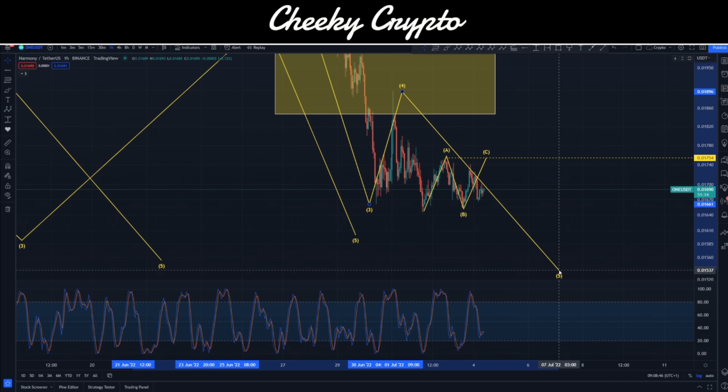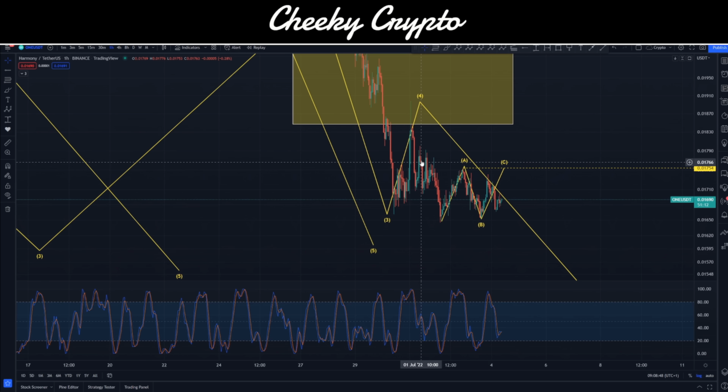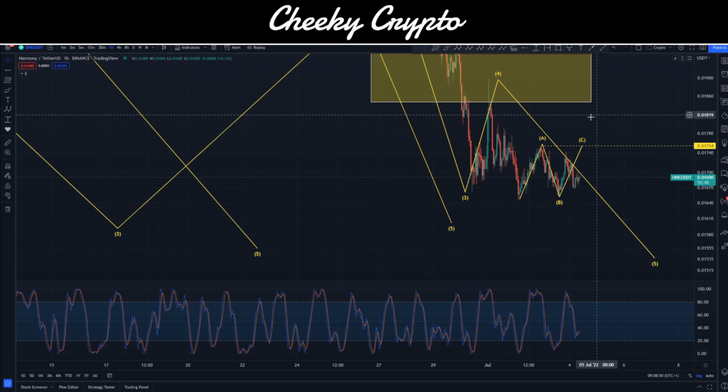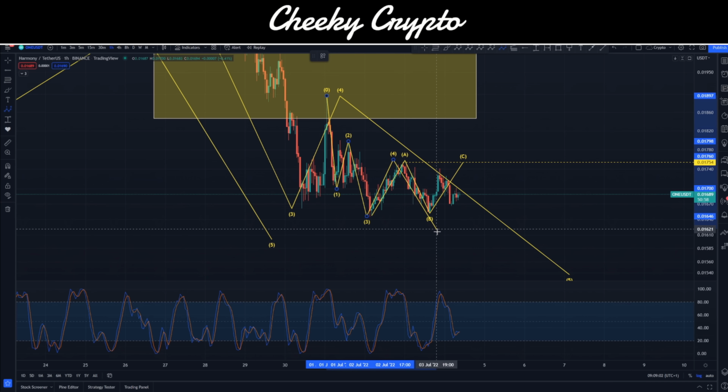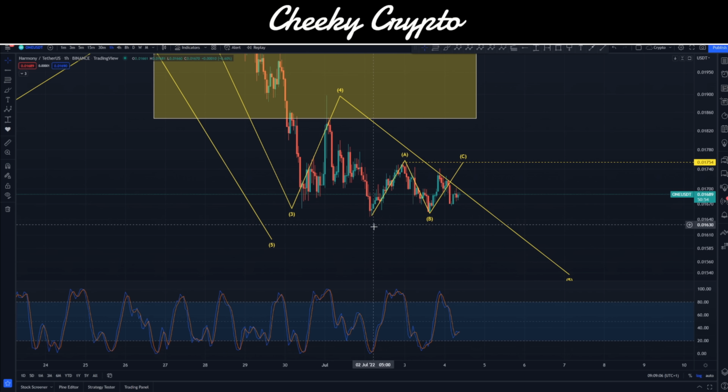So it does look like we might be either an ending diagonal, okay, which is possible. It could be an ending diagonal. So we have one, no, that would be wrong. Let me grab this again. We have this one here, 1, 2, 3, this being 4, and then finally 5. So we could have an ending diagonal like this, and that could play out pretty well.